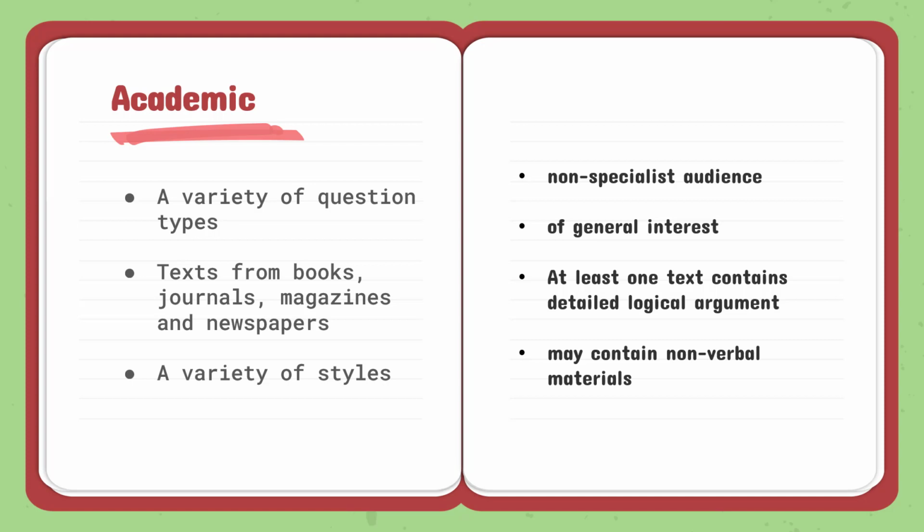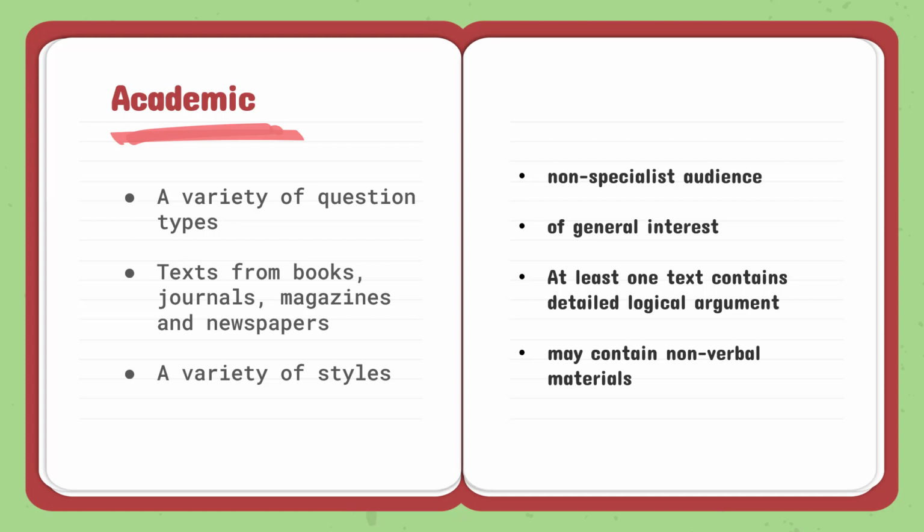The texts are from books, journals, magazines, and newspapers, and there are different styles. There may be texts that are scientific, literary, in any field, like a travelogue, for example. Anything could be here. The texts are from journals and magazines and academic sources, but they are designed for a non-specialist audience, and they're of general interest.